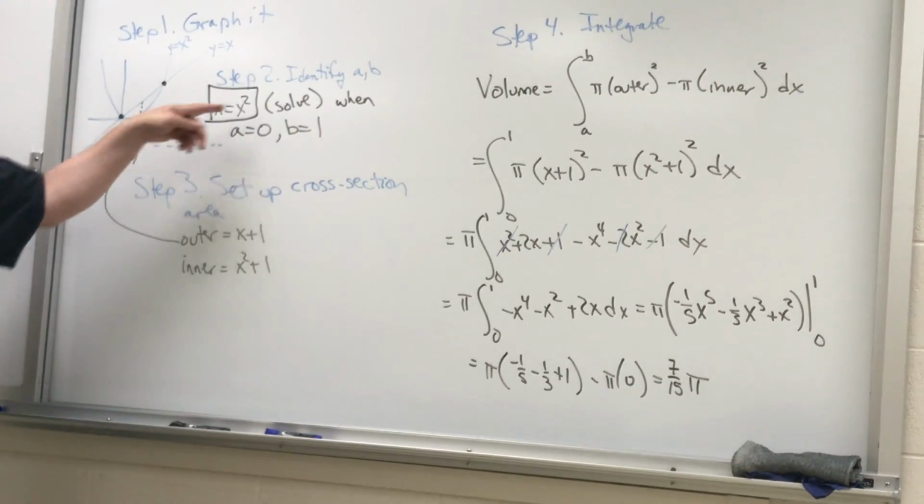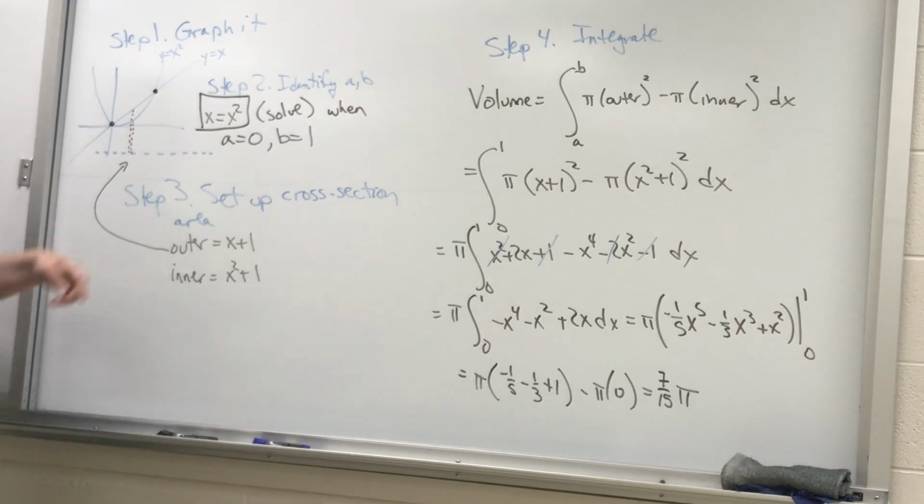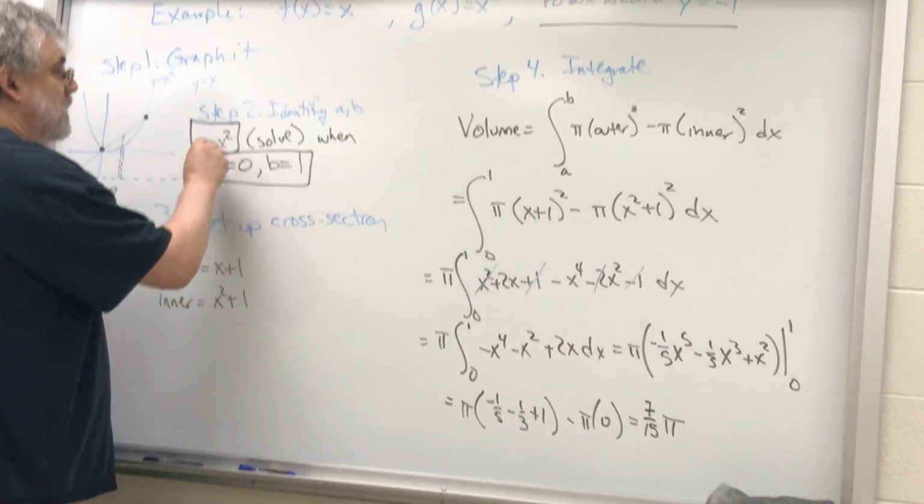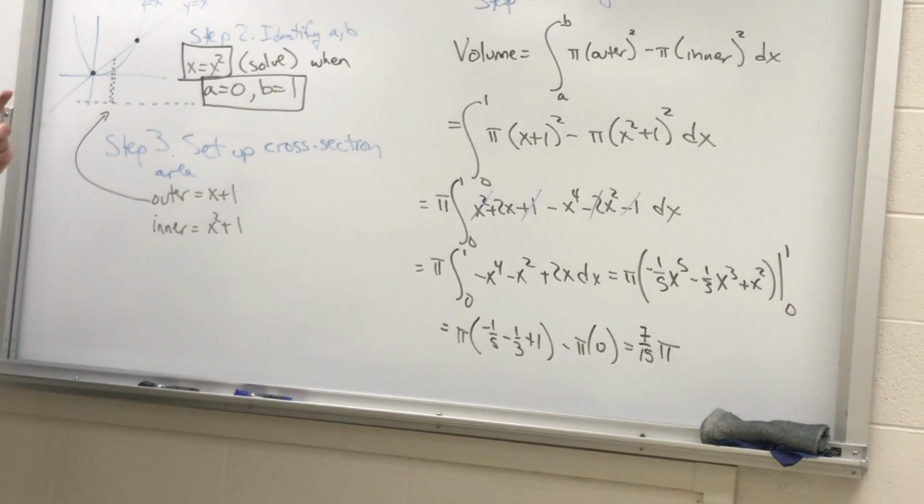There's algebra here. Bring the x over, factor, and so on. You get a equals 0, b equals 1. Those are important. Those are endpoints. Now we have our endpoints.